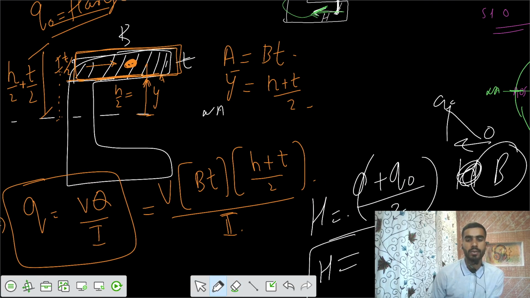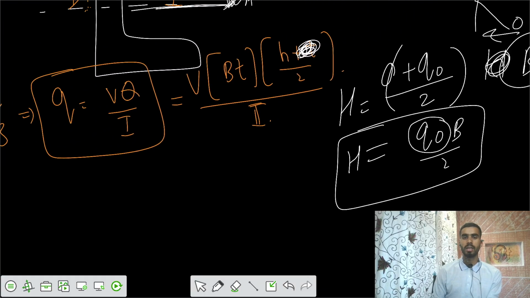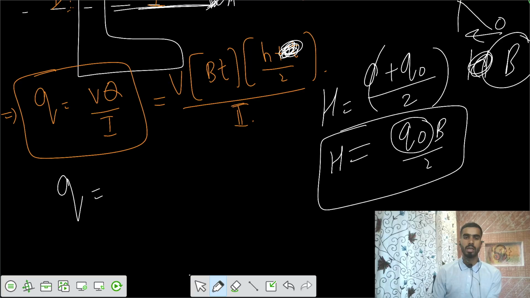See the correction, see the mistake. Actually, the centroid is somewhere here, and that is itself the value of h by 2. The centroid is at h by 2, because h by 2 is at the center. We are taking the area centered from the neutral axis, which is itself at h by 2. So we don't have to write t here. This was the correction. So you can write h by 2, and finally we get the value of q equals V b h t by I.